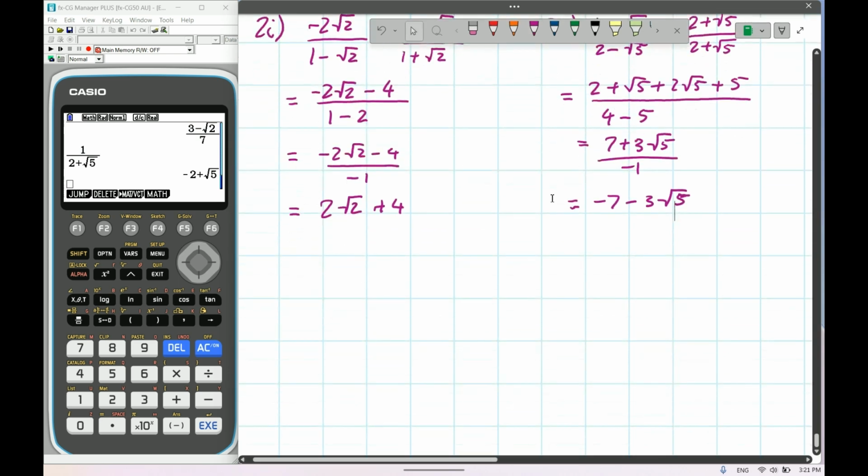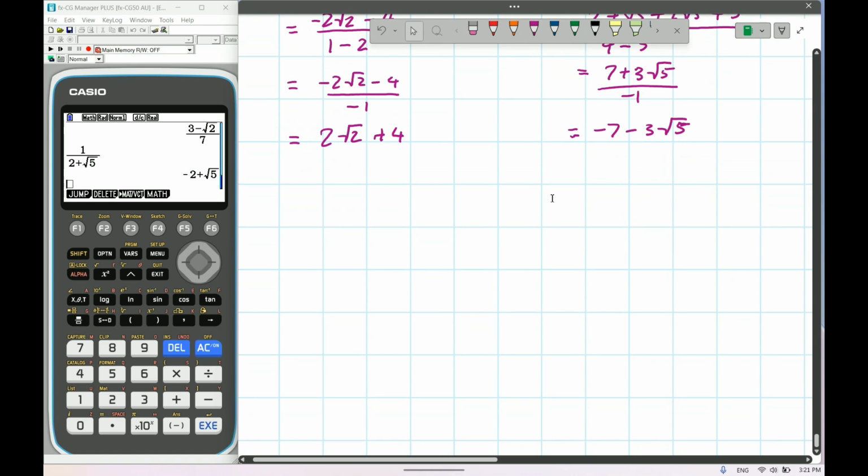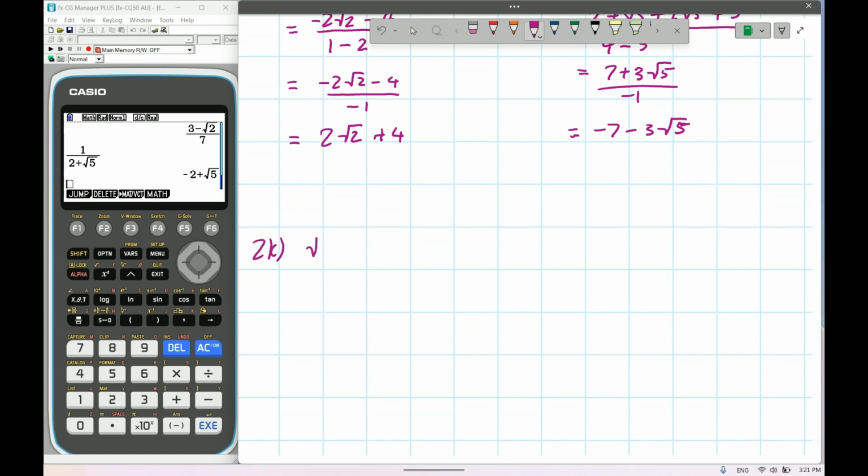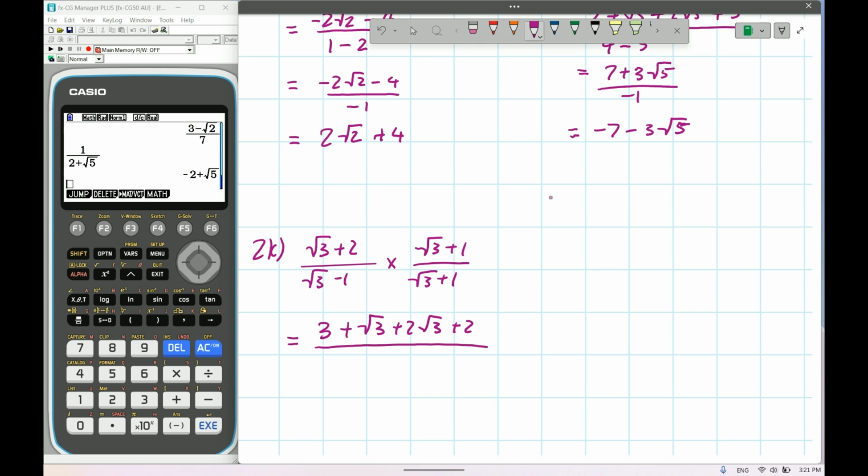And 2 left. 2k, which is root 3 plus 2 all over root 3 take 1. Multiply that by its conjugate, so root 3 plus 1, root 3 plus 1. So this will become root 3 times root 3 is 3, plus root 3 plus 2 root 3 plus 2. All over root 3 times root 3 is 3 minus 1. So now we just collect some like terms. 3 and the 2 make a 5. Root 3 plus 2 root 3 becomes 3 root 3. All over 2.